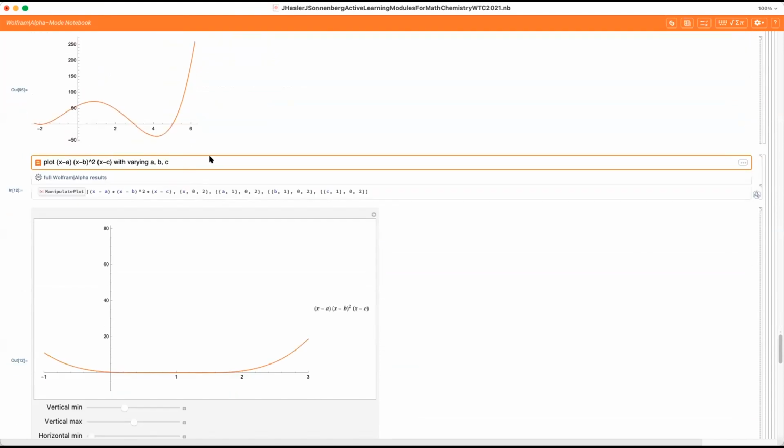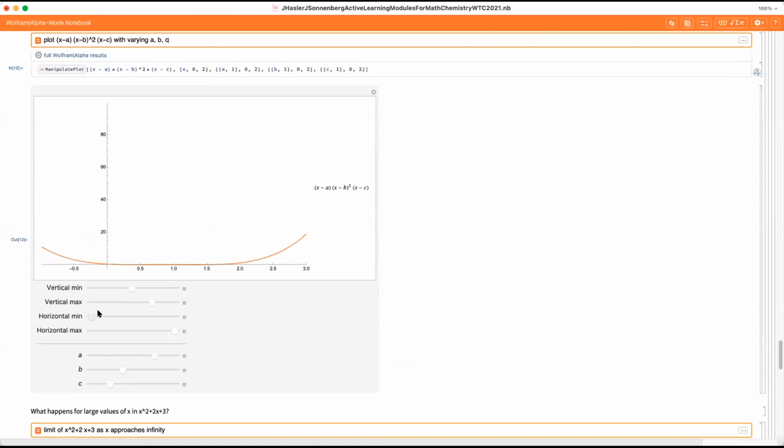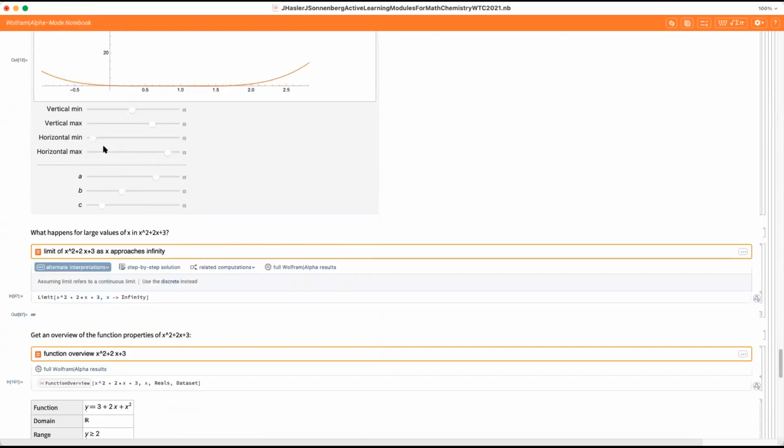Again, plotting. What's really nice about Notebook Edition is that you can type in with varying A, B, and C, and it produces this manipulatable plot here, which is quite useful in that you can change the vertical axes, you can adjust your horizontal axes, you can explore what happens if I had a different value of A. Move this slider here. It shows you what happens as you change that A parameter. You can change the B parameter. You can also change the C parameter. And you see that it adjusts the location of the roots.